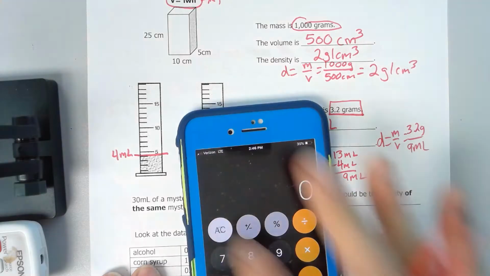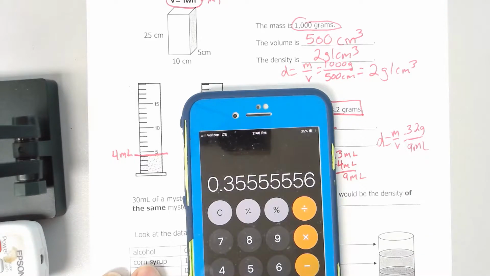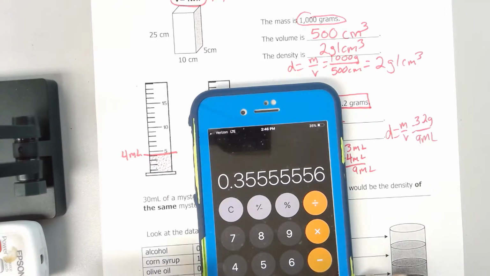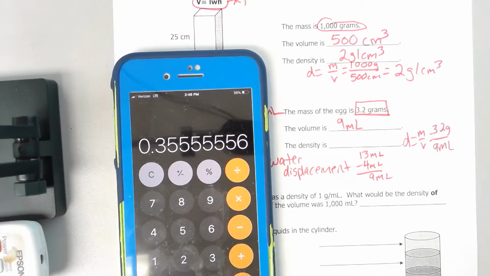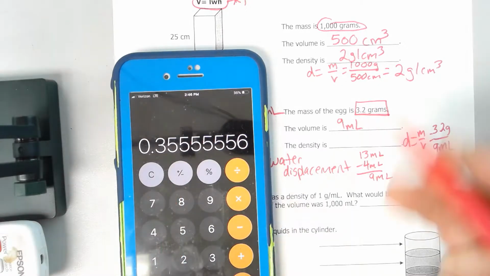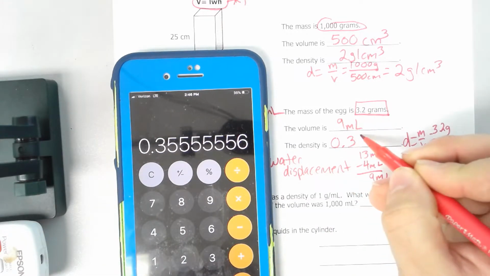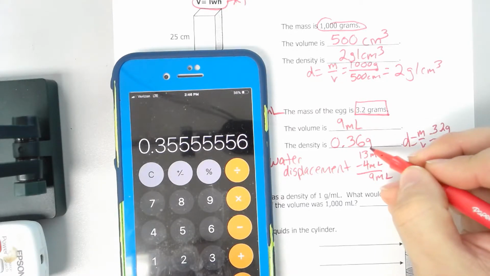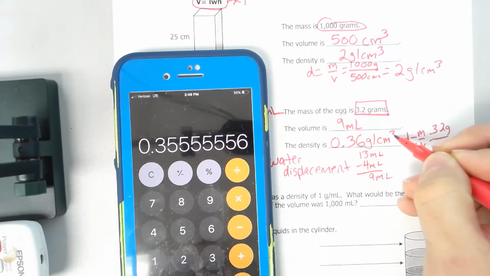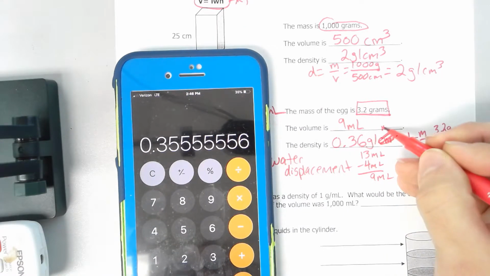So you're going to do 3.2 divided by 9. Okay, and if you notice, this is my answer. You need to round to the hundredths place, or 2 decimal places. So I'm going to do 0.36, and this is a solid, so grams per cubic centimeters. Actually, well, we're using a graduated cylinder, so let's just do mL. Okay?